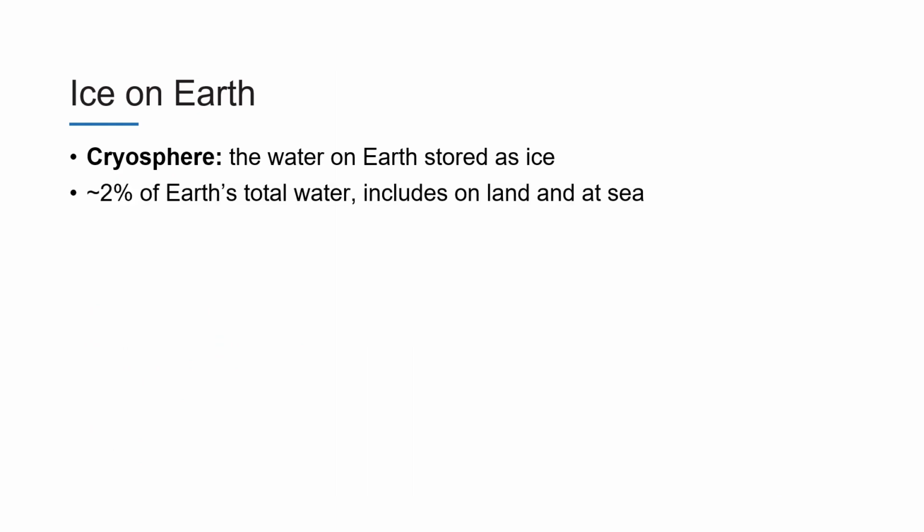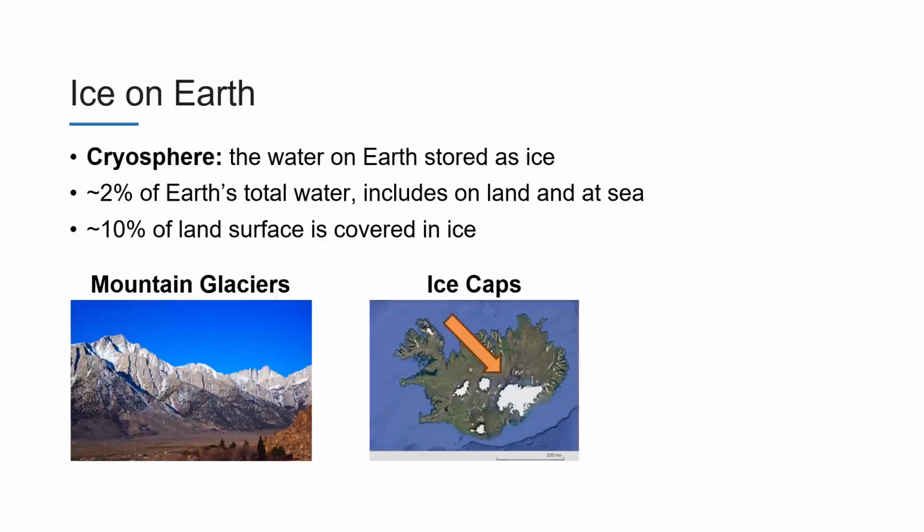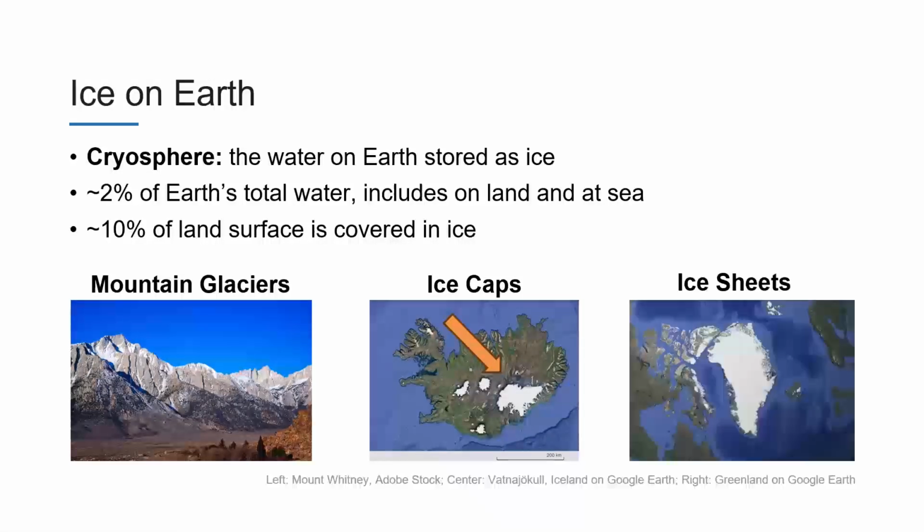The second biggest store of water on Earth is actually ice. We call this the cryosphere, the part of the hydrosphere that is frozen. And this is about 2% of Earth's total water, and it includes ice both on land and floating at sea. About 10% of the Earth's land surface is covered in ice. And so we can find this in mountain glaciers, in ice caps, such as the one covering about 10% of the country Iceland, and in massive ice sheets that cover whole continents. So there are two ice sheets in the world, one on Greenland here in the picture, and the other on Antarctica.